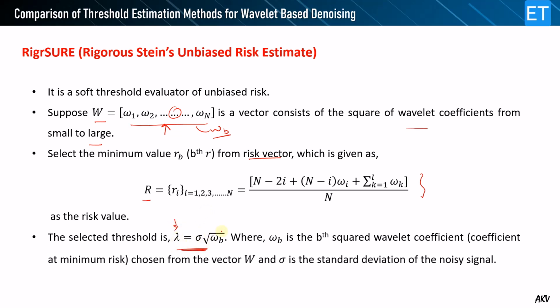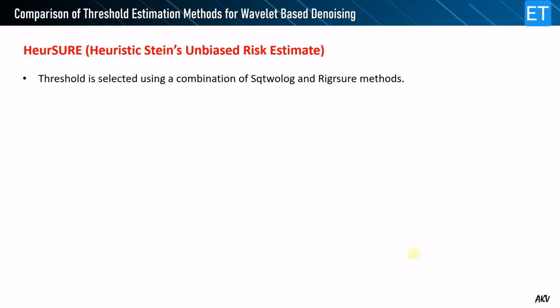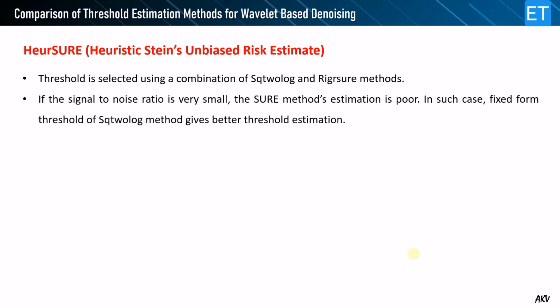So that is sigma square root omega b, where omega b is the bth squared wavelet coefficient, which is at the minimum risk, chosen from this W vector. And sigma is the standard deviation of the noisy signal, which we have already found in the previous two methods. And next is the heuristic SURE. This is not a new method. Actually, it is the selection between the universal threshold and the SURE method.